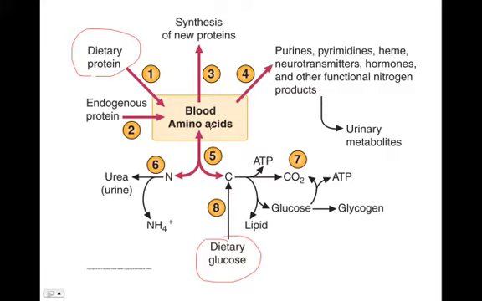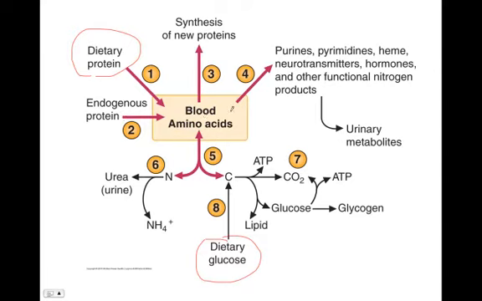For draws out of the amino acid pool, we have protein synthesis. So anytime there's synthesis of new proteins, this will draw out of the amino acid pool. On average, there's 300 to 600 grams of protein turnover in the human body a day, so this is not a trivial turnover between protein synthesis and protein degradation.